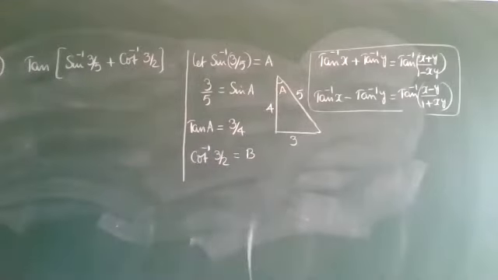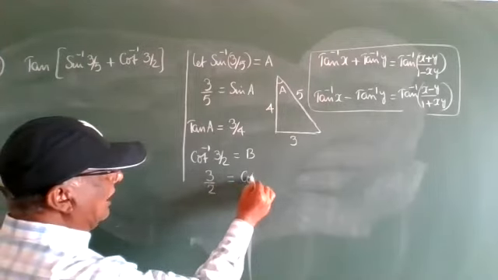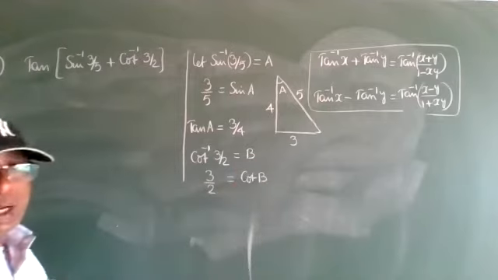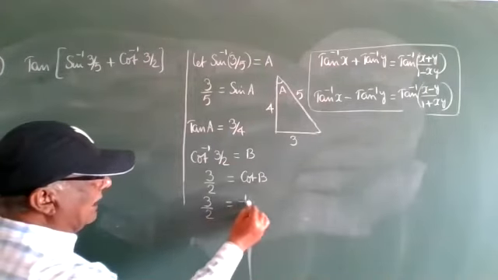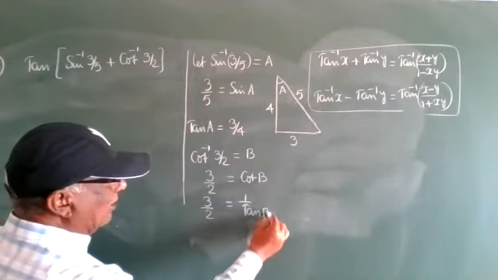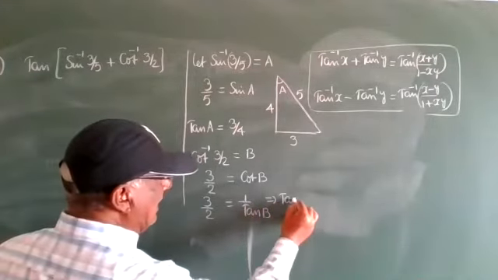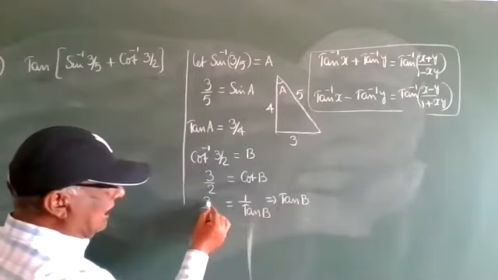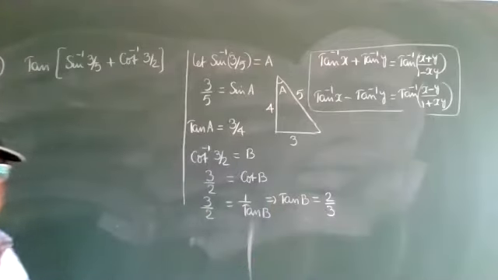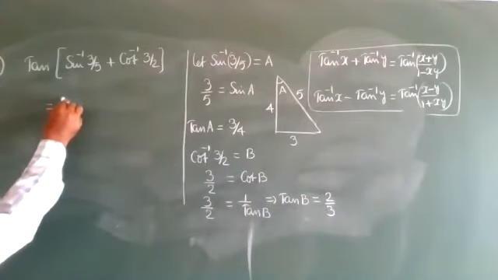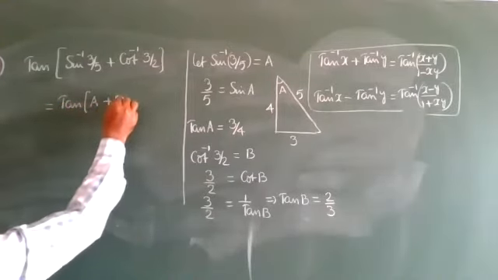Cot inverse of 3 by 2, let it be B. 3 by 2 is equal to cot B. Cot is the reverse of tan, so 3 by 2 is equal to 1 by tan B. Immediately write down the tan B value. By cross multiplication, 3 tan B is equal to 2, so tan B is equal to 2 by 3. So this value we let as A, and this value is B.